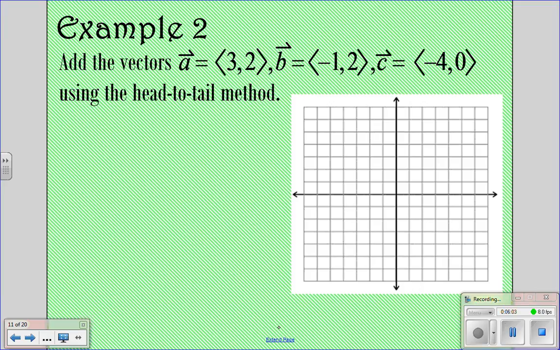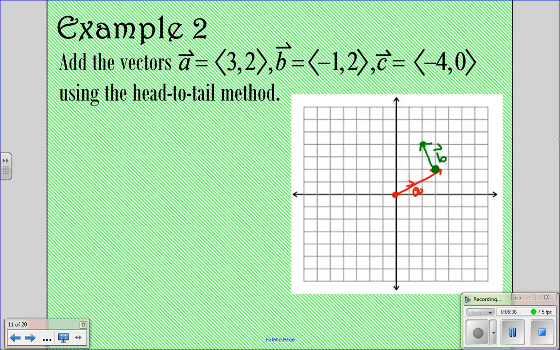So you start at the origin. And so we're going to start at the origin, and then we're going to go over 3 and up 2. And so this is vector A. Then you start from this point right here, and we go left 1 because it's a negative 1, and then up 2. And so this is vector B.